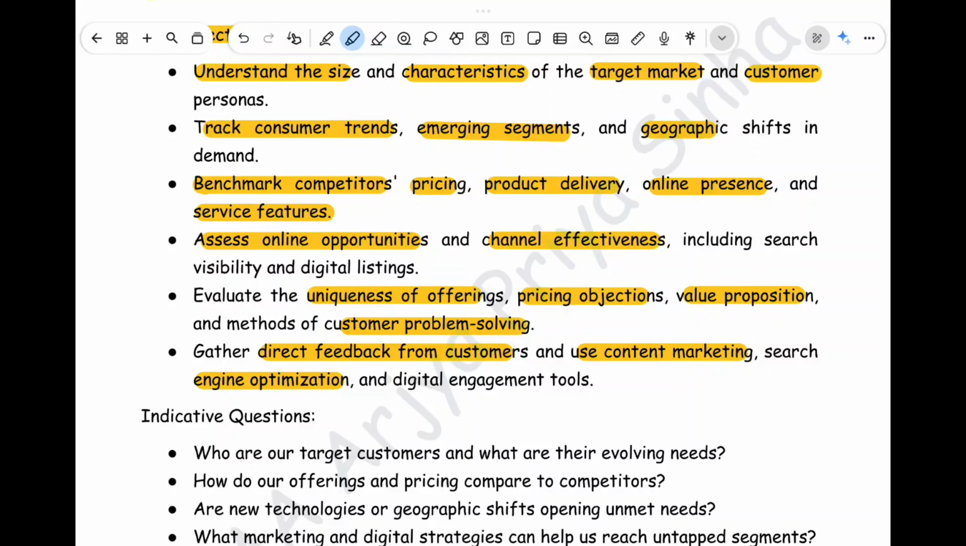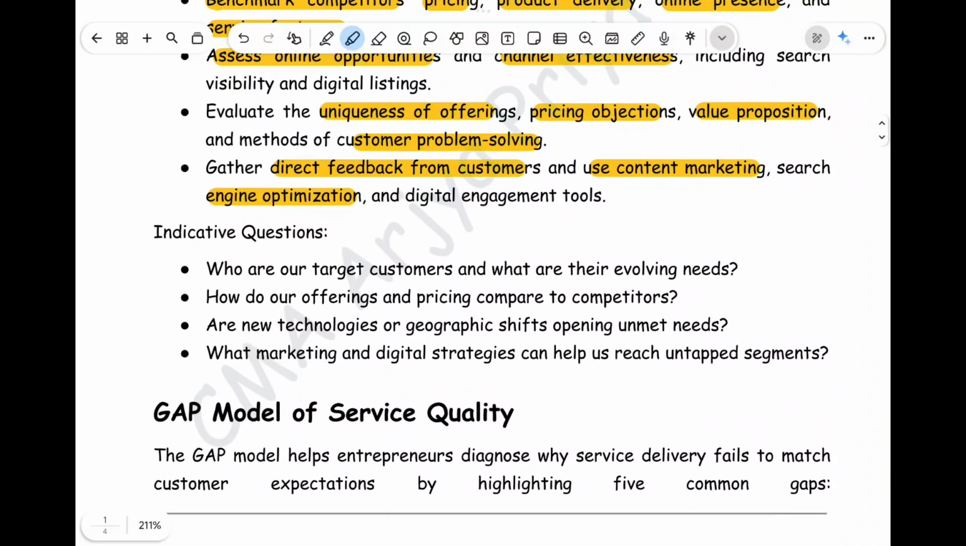Now, what are the indicative questions? First question is who are our target customers and what are their evolving needs? So you can expect this kind of question in MCQs as well, so that in an MCQ they can give this phrase and you need to identify for which point of view they are asking this kind of question. So we need to tick on gap identification.